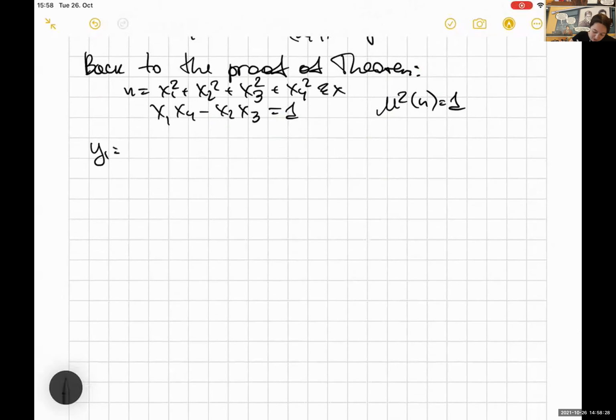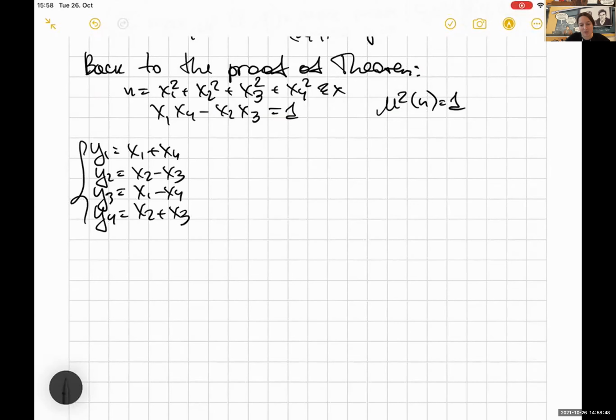So we change variables, we make just a linear change: y1 equals x1 plus x4, y2 is equal to x2 minus x3, y3 is equal to x1 minus x4, and y4 is equal to x2 plus x3. This allows you to compute x's in terms of y's, of course, and you know that if n is an odd integer, then xi is an integer implies that yi is an integer, and the converse is also true. So this means that the number of integer solutions in x's is the same as the number of integer solutions in y's.